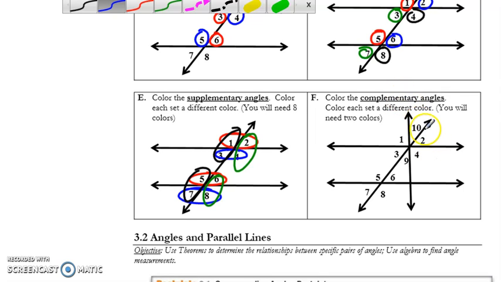All right, complementary, what adds up to 90? Well, the only pair it looks like we've got here is going to be the 10 and the 2, and then the 3 and the 9. Those are forming our right angles here.